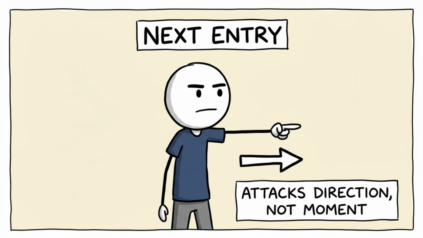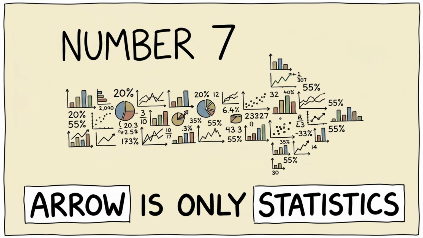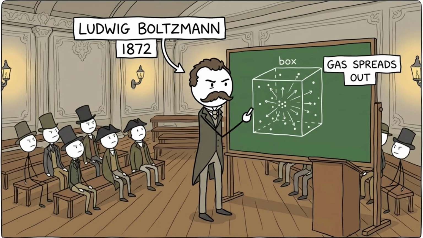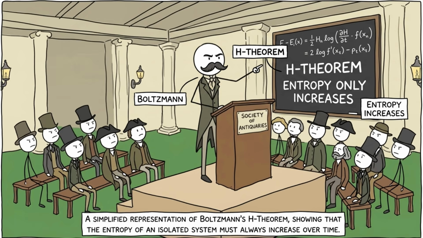The next entry attacks the direction, not the moment. Number 7. The arrow is only statistics. Ludwig Boltzmann was trying to solve a problem in engineering-adjacent physics. Why does a gas released into a box spread out and stay spread out? He wanted to derive that behavior from the mechanics of colliding particles, and in 1872 he produced the H theorem, which appeared to show that a quantity related to entropy can only increase.